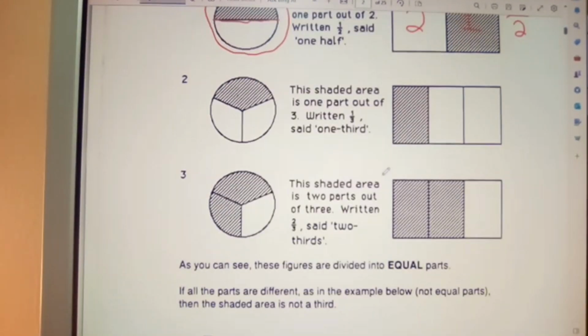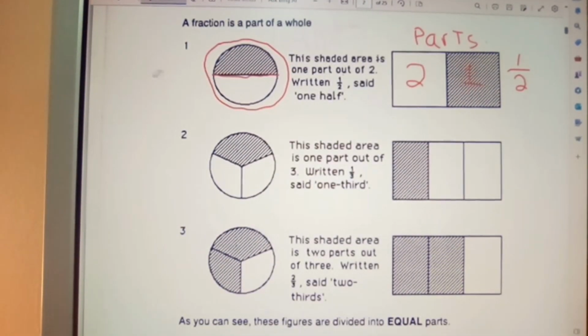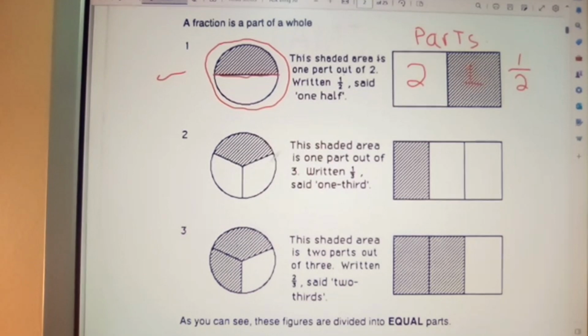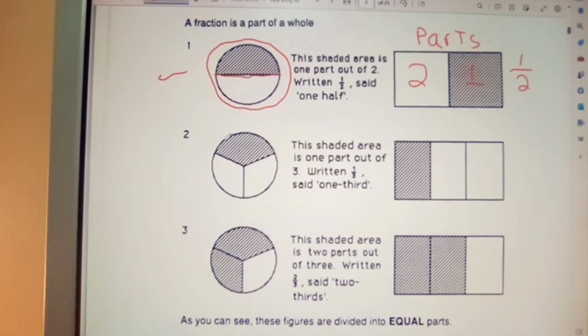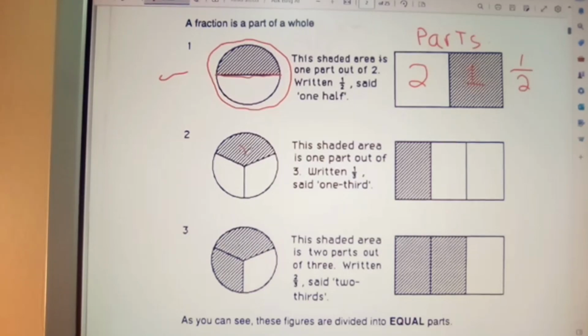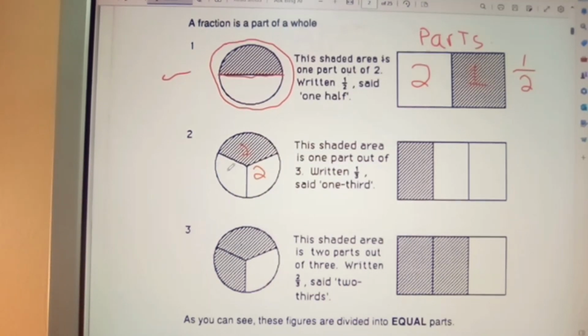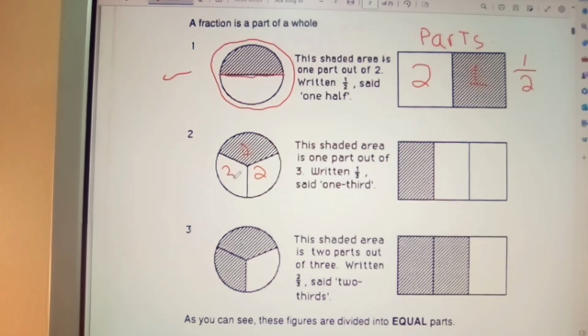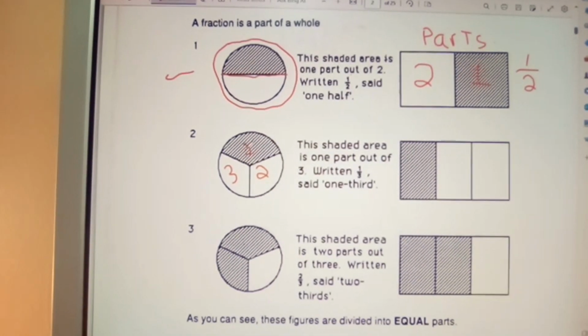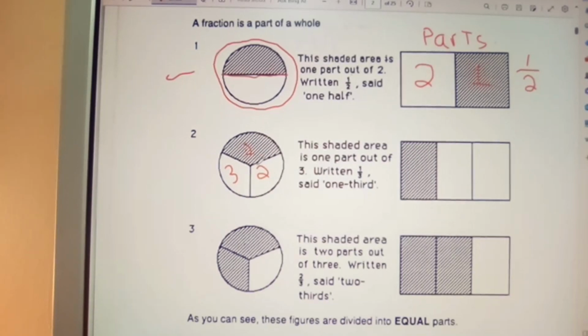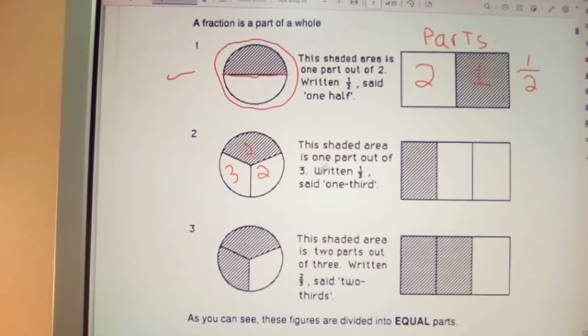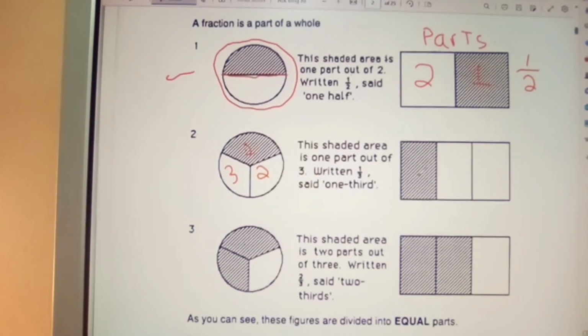Okay, now here we've done 1. Okay, so we can just take that off. Here, how many parts do we have here? We have 1, 2, 3 parts. Therefore, we have divided this orange into thirds. This shaded area is 1 part out of 3, written as 1/3. Okay, and that is what we have here, and it is important that you know the parts.